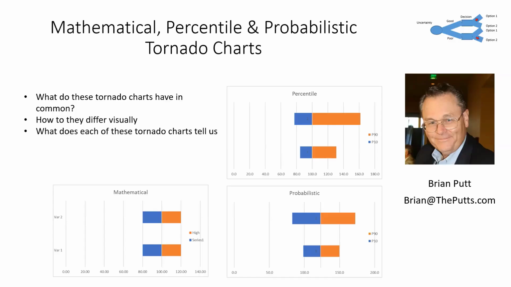That's much more effective for convincing people. So let me follow Elon Musk's advice, and let's go look at the model and see how these three different tornado charts were generated.